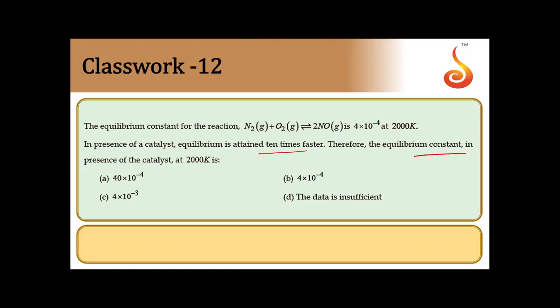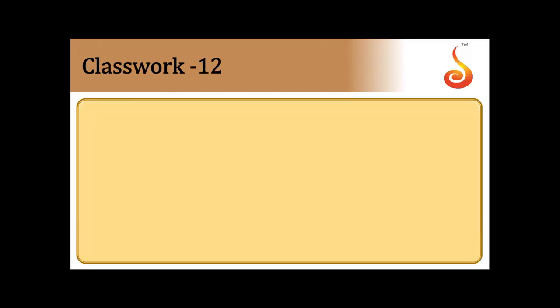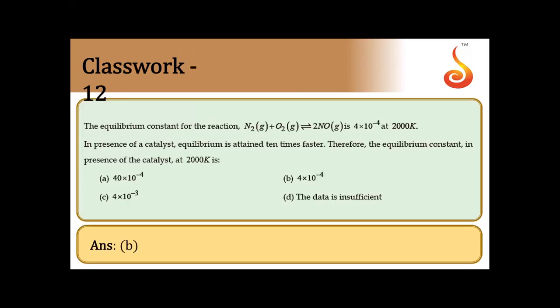Therefore, the equilibrium constant in the presence of a catalyst: Kc is completely independent of the catalyst. It only depends upon the temperature. Hence, the value will remain the same. The same answer you are going to get. So the answer is the same value. So B is the correct answer.